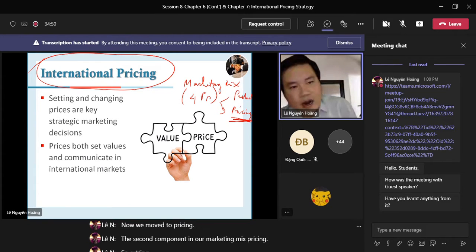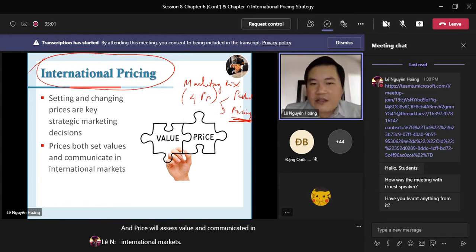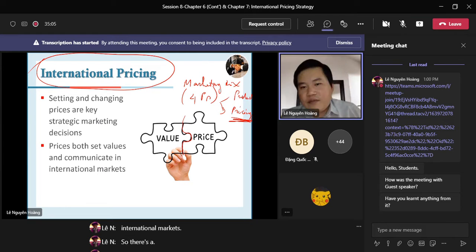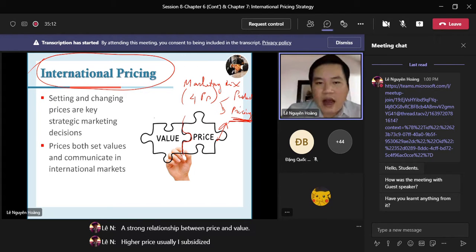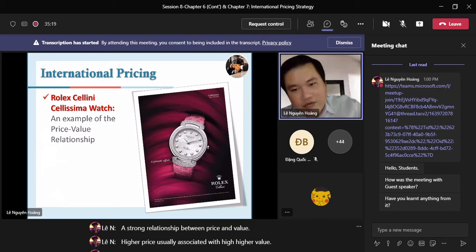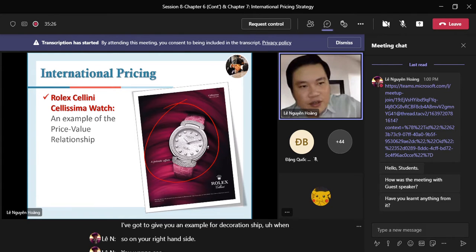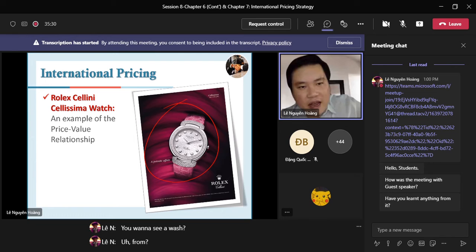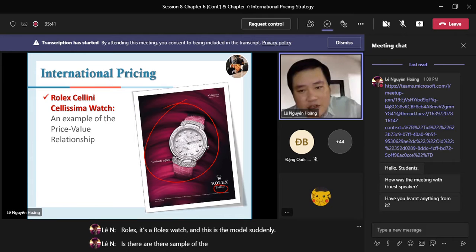So setting and trending price are key strategic marketing decisions, and price possess value and communicate in international markets. So there's a strong relationship between price and value. Higher price usually associates with higher value. Now I'm going to give you an example for that relationship. First of all, on your right hand side, you're gonna see a watch from Rolex. This Rolex watch, and this is the model, is an example of the price value relationship.